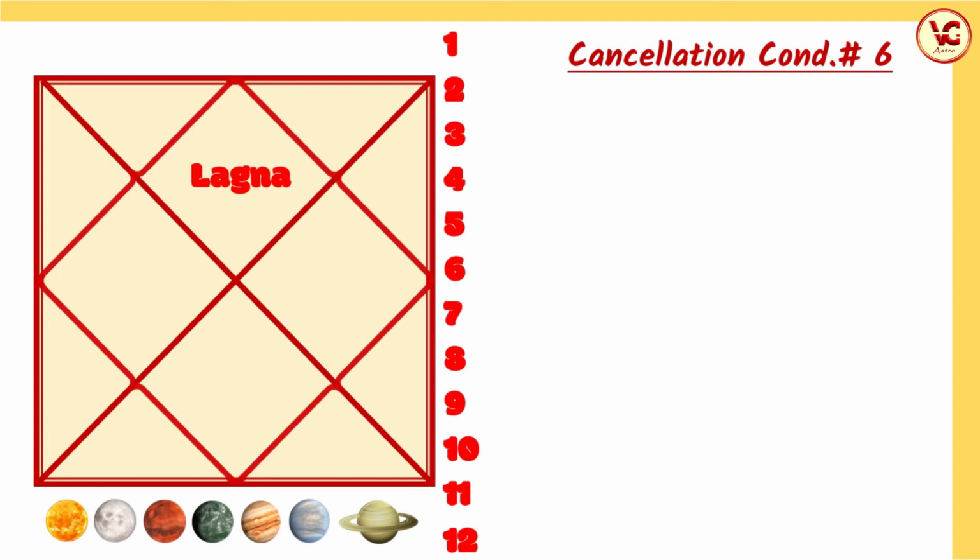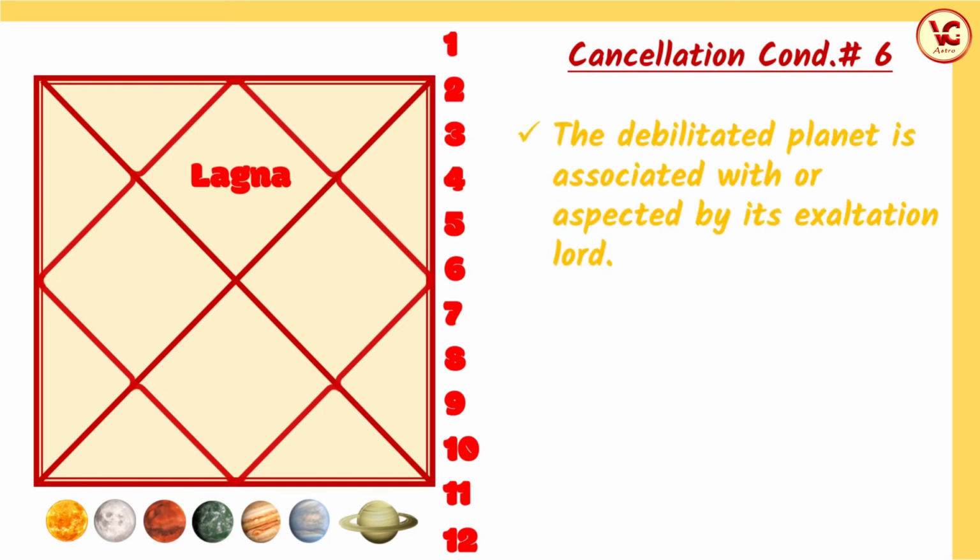condition number 6. Debilitated planet is associated with or aspected by its exaltation lord. In the previous condition we have seen the debilitation lord. Now here is Virgo where Venus is debilitated. Its exaltation sign lord is Jupiter and aspecting it.